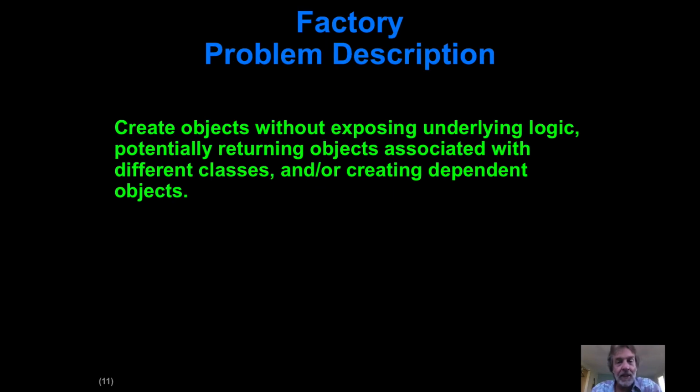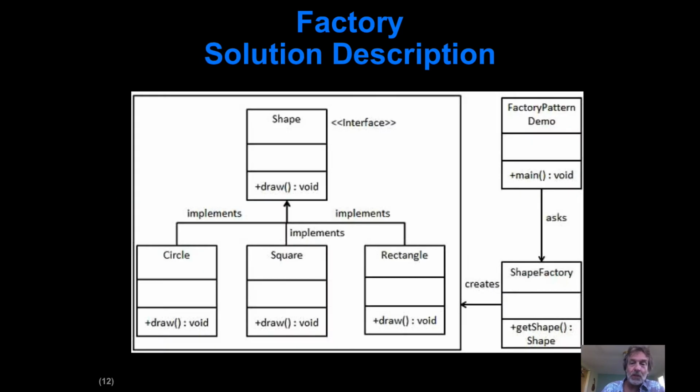So let's look at the factory design pattern first. The idea here is we want to be able to create objects, hide the underlying logic associated with the creation, and have more flexibility than we would typically get if we were just using the object-oriented constructor, which is the built-in way to create objects in an object-oriented language. Here's a little UML diagram, and the idea is that we're going to have this shape factory down here, and it's going to return instances of one of three different classes. This is the first thing that a factory allows you to do.